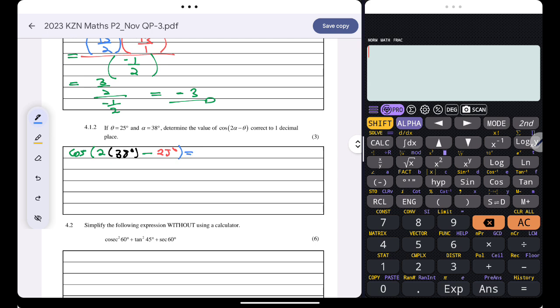So this thing will be what? 2 multiplied by 38 is 76, minus 25 is 51. So this is the same as cos of 51 degrees. Since 51 is not a special angle, all I need to do is to just punch my calculator. Cos of 51 degrees, what do I get? 0.629320, etc. But I must round off my answer to one decimal place, so simply means I'll have 0.6 as my final answer.